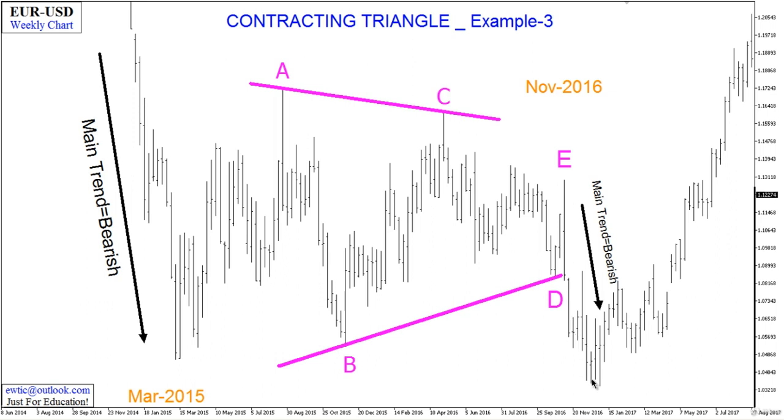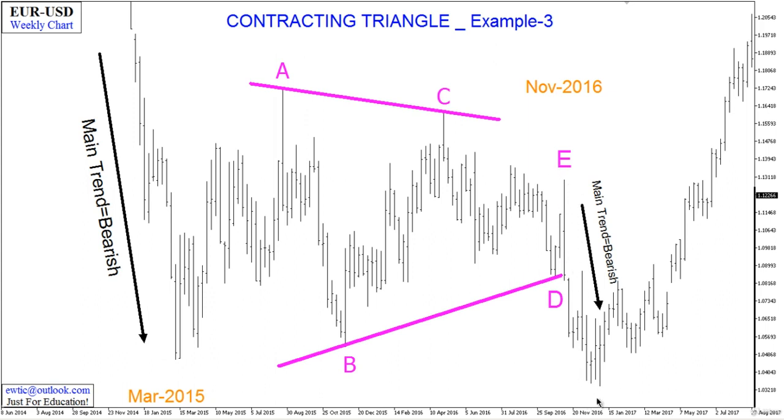Let me tell you one more guideline of a triangle. After the completion of a triangle, the final move after the triangle usually is either a very small wave or a very long wave. Okay, it is not a medium level wave, right?